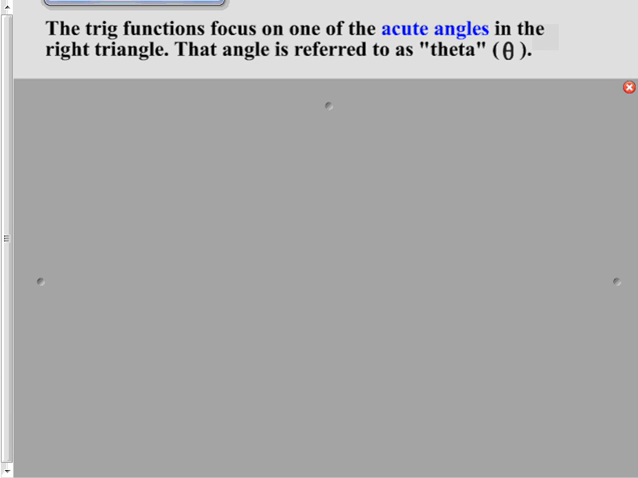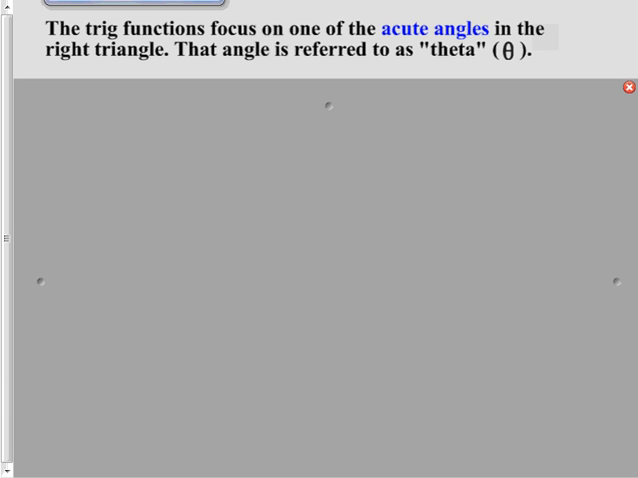Okay, now the trig functions focus on one of the acute angles in a right triangle. Now, of course, we've said all along that all triangles have two acute angles, and of course, we're insisting that the third angle be a right angle. So the right angle is not the angle that we will focus on. We have to make sure that the right angle is actually in the triangle, but we will be working from one of the two acute angles.